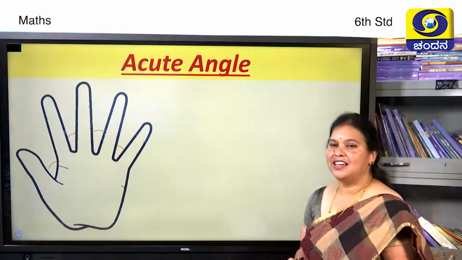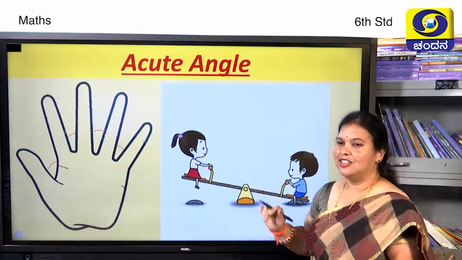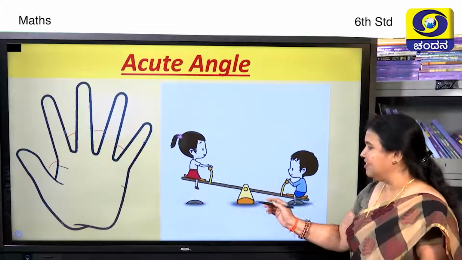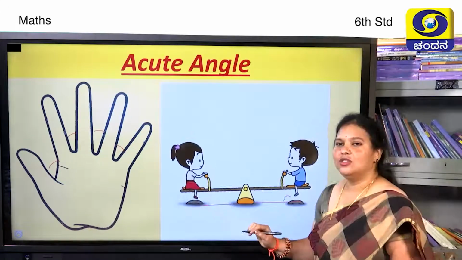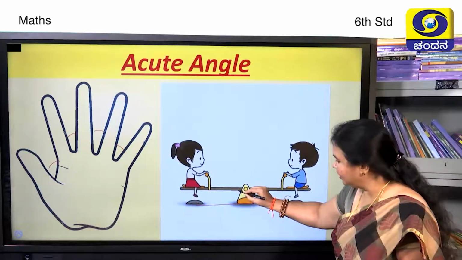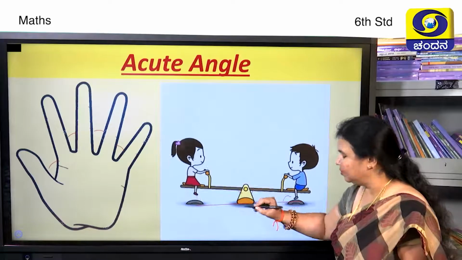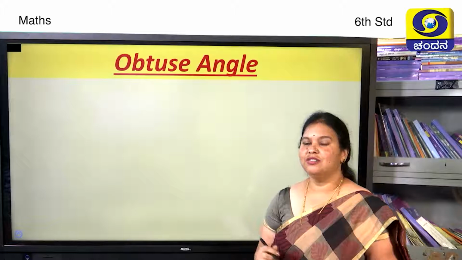We'll see another example. You have played many times, isn't it? So here in this seesaw, when it touches the ground, if you draw an imaginary line, we get an acute angle here also. And here also you can see an acute angle. Is it clear, children?